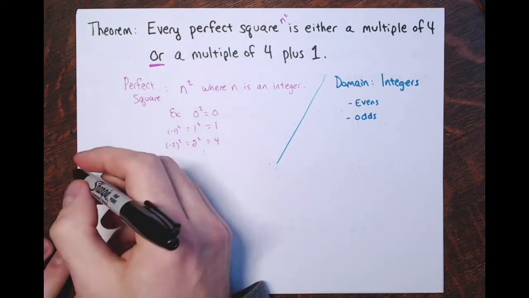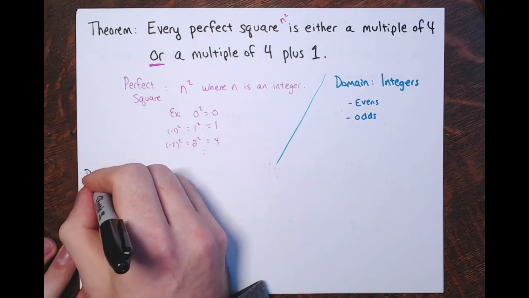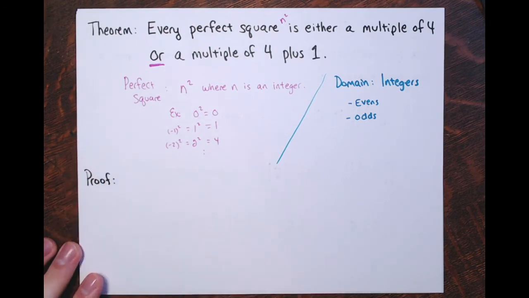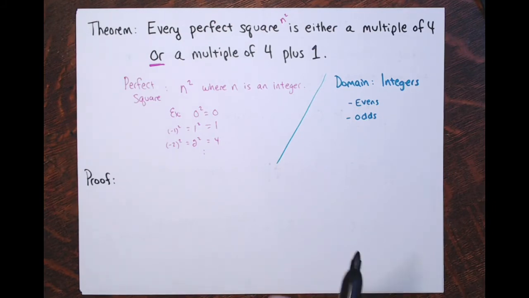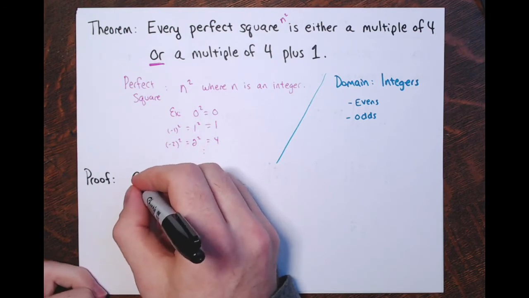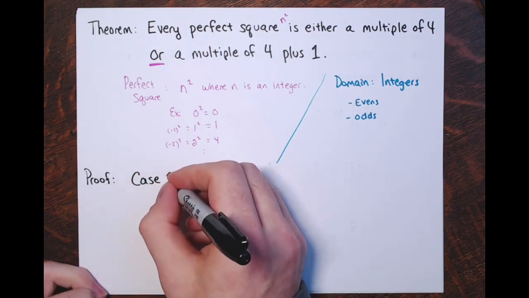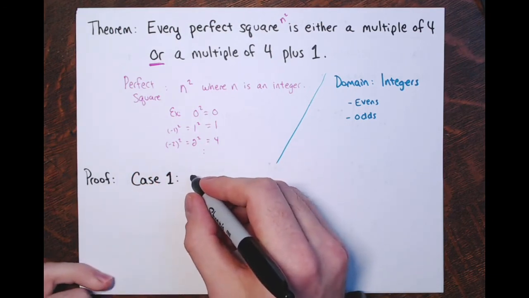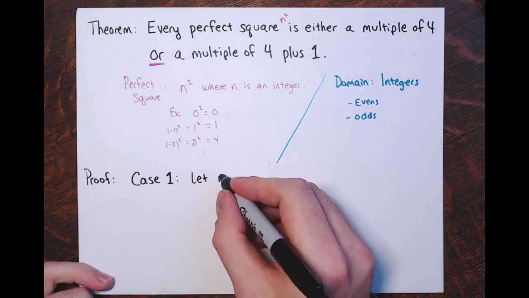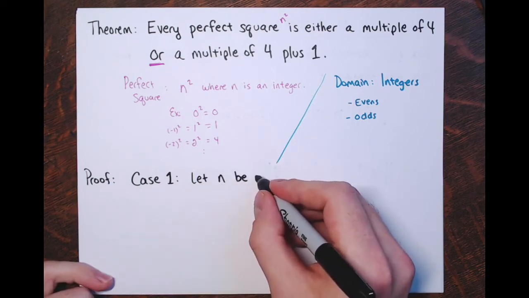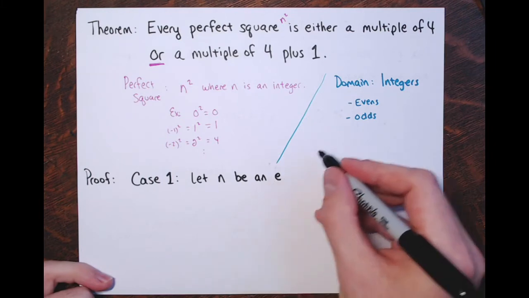All right, so again, I write the word proof. We're starting the proof now. And if you do some scratch work and whatnot, you have to do that off to the side. But I'm just going to write the proof now. Case 1. Let n be an even integer. Also, start with the evens again.